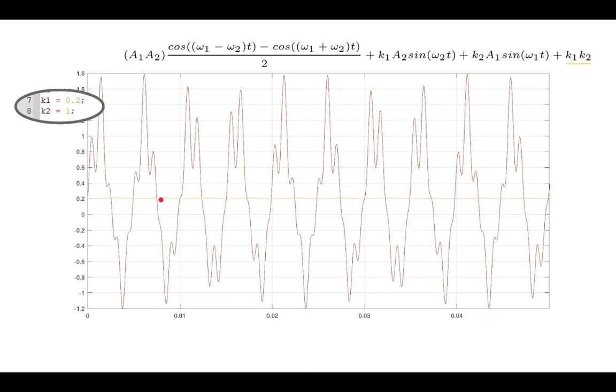The yellow line here is a moving mean, so it's not a mean of the entire waveform. It's kind of like a sliding window mean, and so you can see the little perturbations that kind of follow the shape of the waveform, but it's pretty well converged on 0.2. So the offset, as dictated by this term, is K1 times K2, in this case 0.2, as we expect.